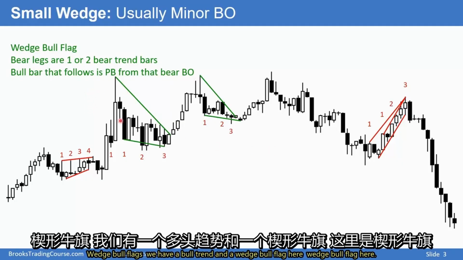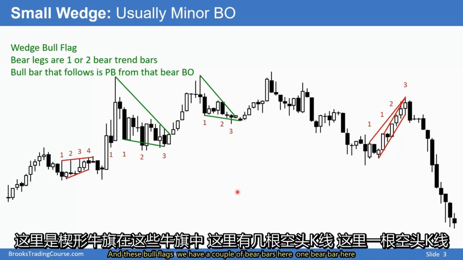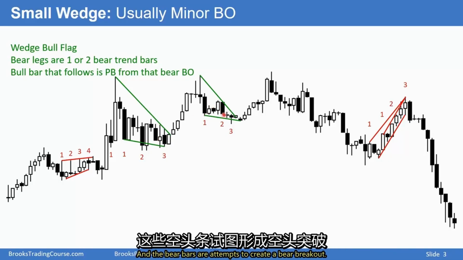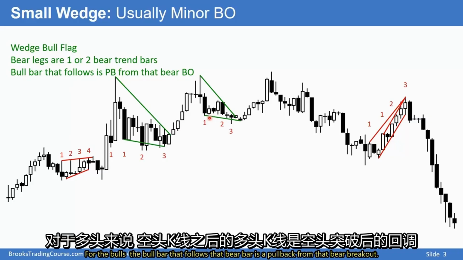Wedge bull flags, we have a bull trend, and a wedge bull flag here, wedge bull flag here. In these bull flags, we have a couple bear bars here, 1 bear bar here, a couple bear bars here, 1 bear bar, another bear bar. And the bear bars are attempts to create a bear breakout. For the bulls, the bull bar that follows that bear bar is a pullback from that bear breakout.